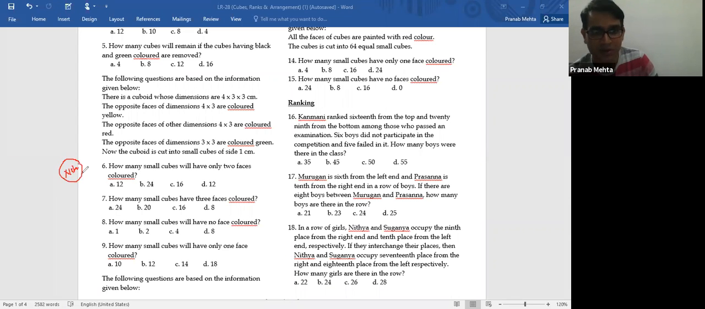So this is Nitya. Remember, Nitya and Suganya. We have another person, Suganya. Occupy 9th place from the right. 9th place from the right means there are another 8 people here. And 10 places from left hand means another 9 people are here. All right. Any doubt till here? No, sir.